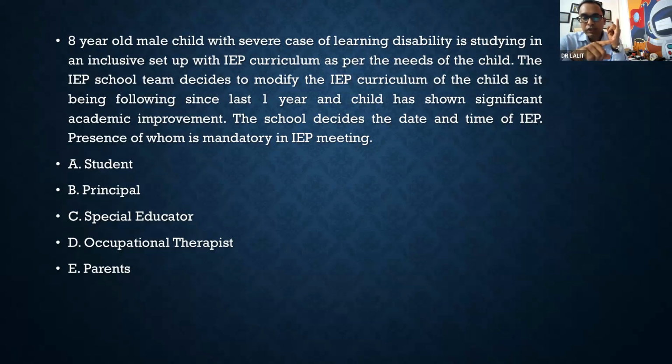Here the child is 8 years, so definitely he is not involved. He's a minor, so parents are there. But if he were more than 15 years, then the answer would have been somewhat different. It would be parents and student, unless the student gives an authorization letter that parents will be part only. So the answer is parents here.